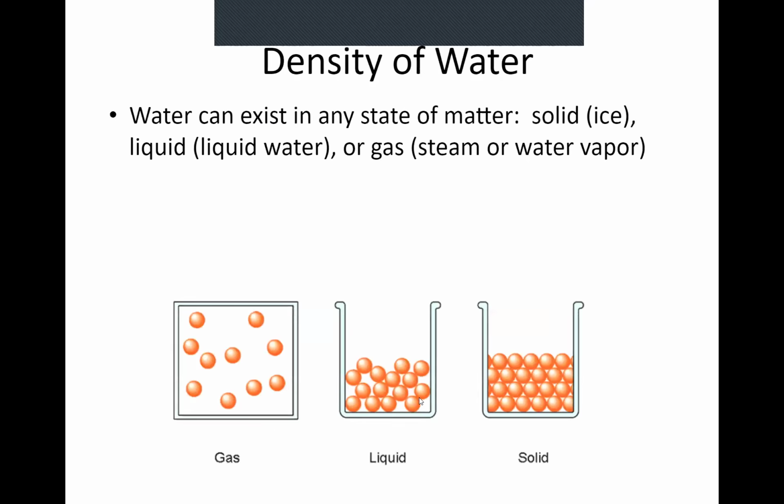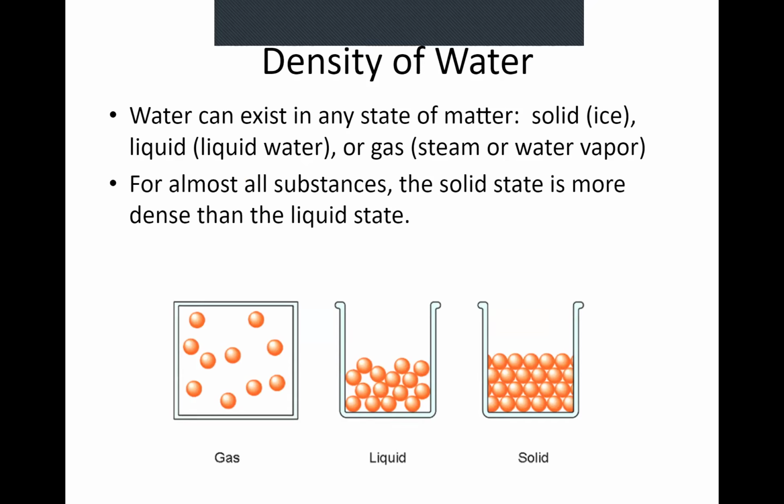Let's talk a little bit about density. Water can exist, just like anything, in any of three commonly found states of matter: solid, liquid, or gas. And of course, gas is the least dense state for anything. And for almost anything, the solid state is the most dense state. But that's not the case for water. Water's solid state is actually less dense than its liquid state. It's extremely unique and extremely important.